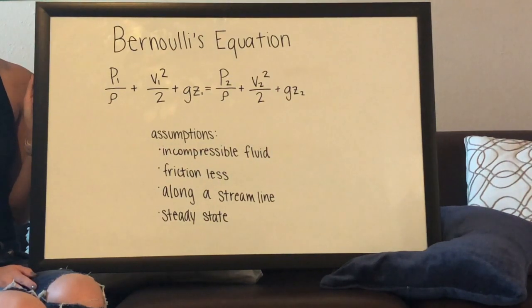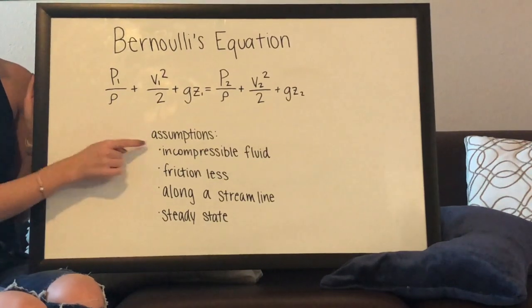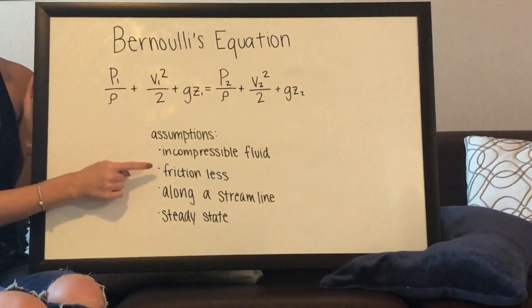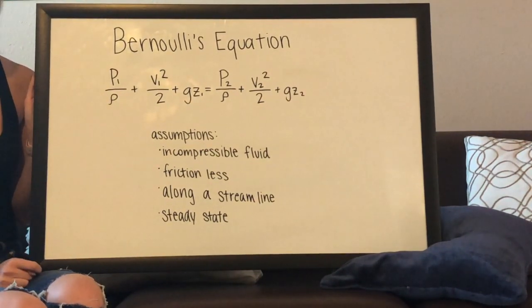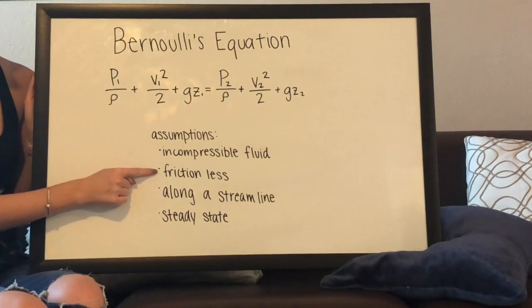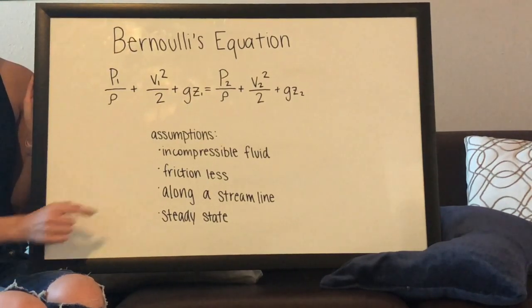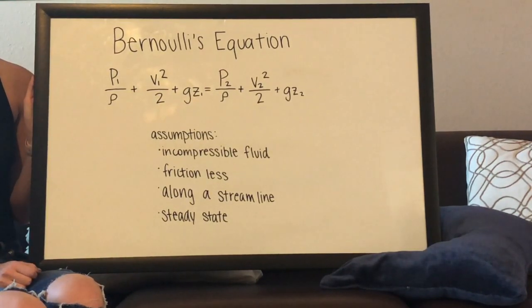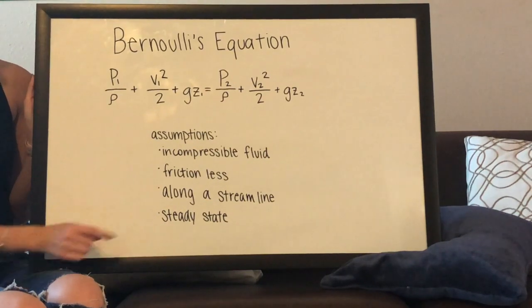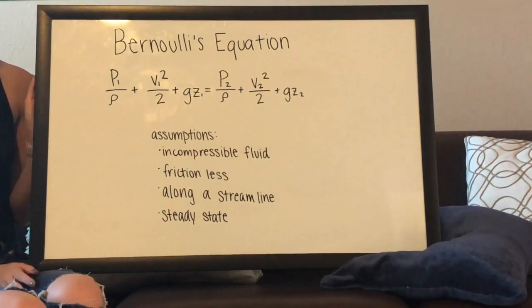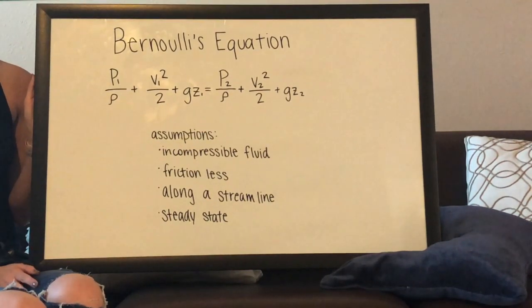There are several assumptions made so that this equation can accurately depict the system. These assumptions are that the fluid is incompressible, which means that the density does not change due to an increase in pressure. The system is frictionless, meaning that there are no losses due to friction between the fluid and the system. The system is along a streamline, meaning that point 1 and point 2 both lie along the path of the fluid, and the system is also at steady state, meaning there is no change in the system with respect to time. Now we have a little experiment to show you guys.